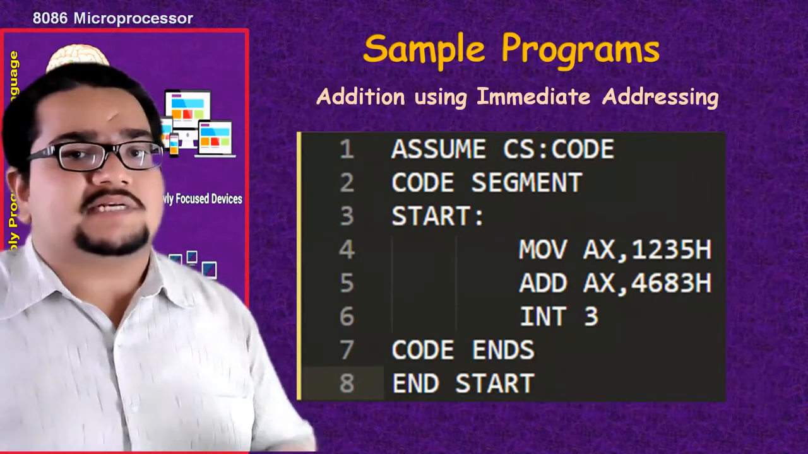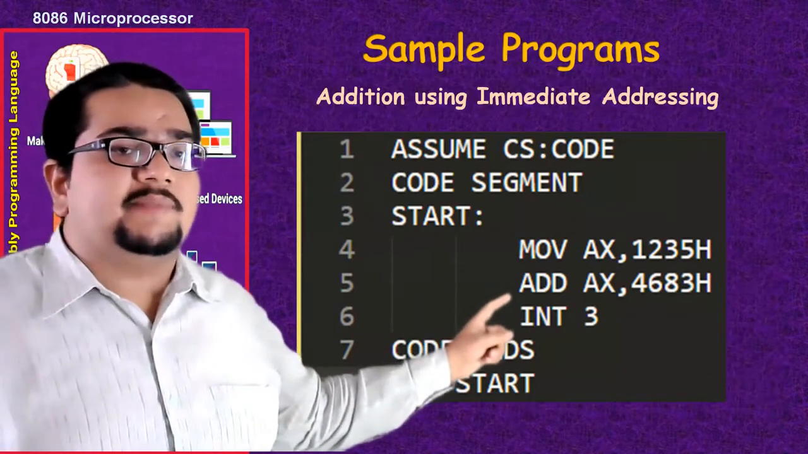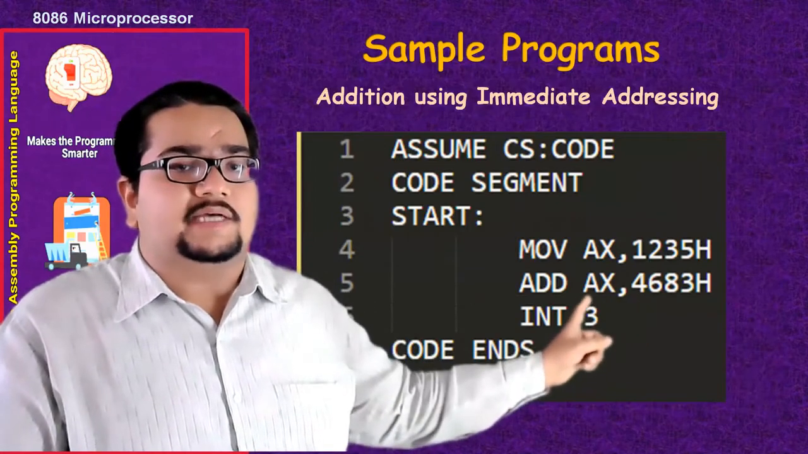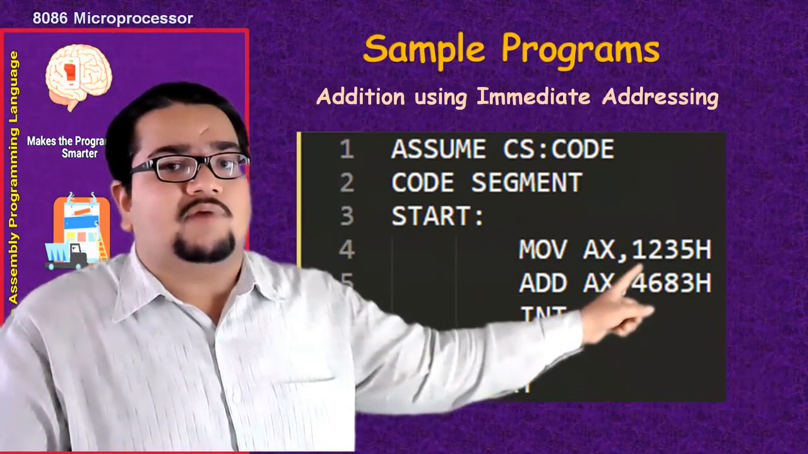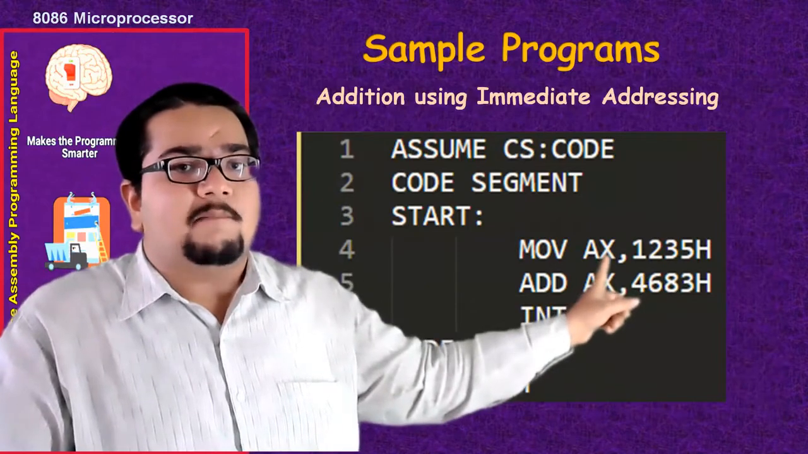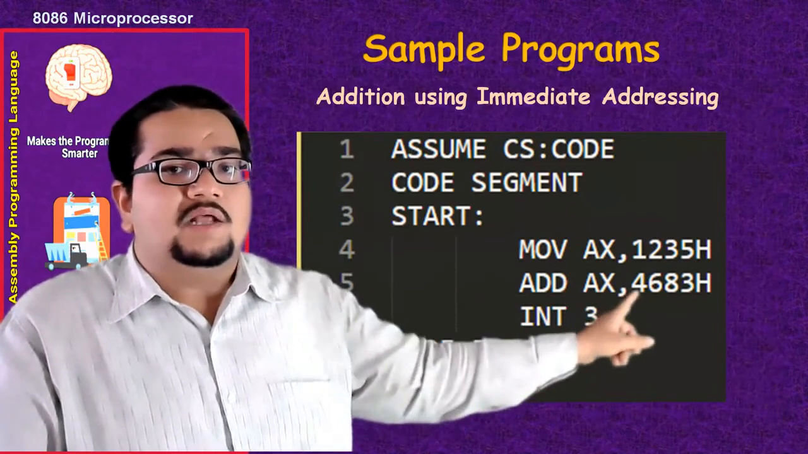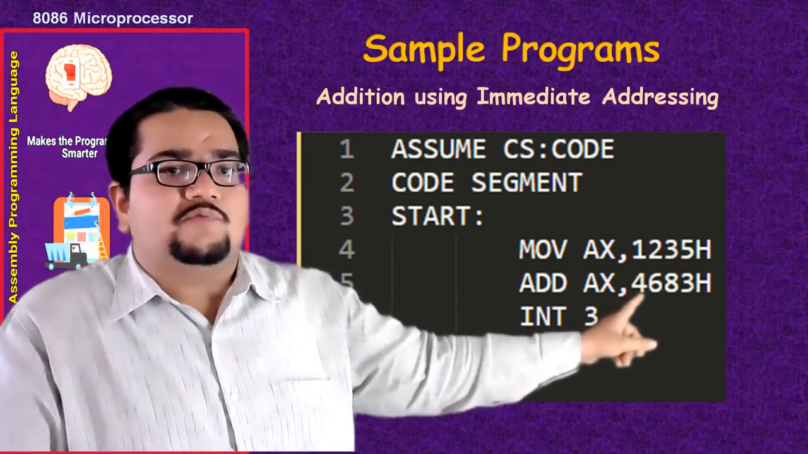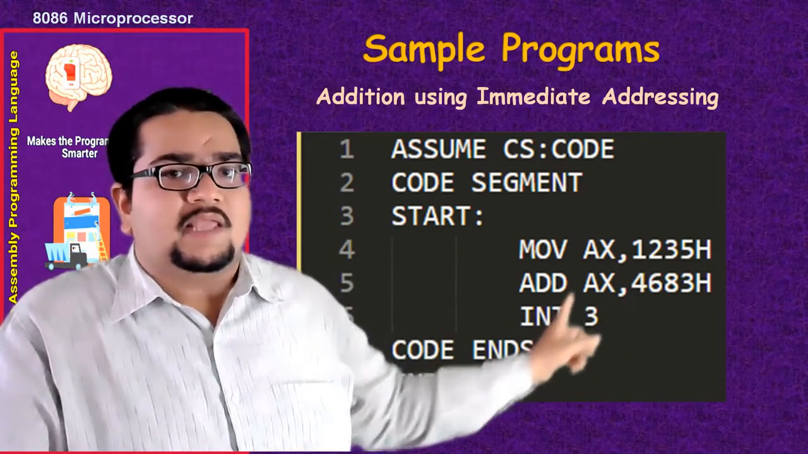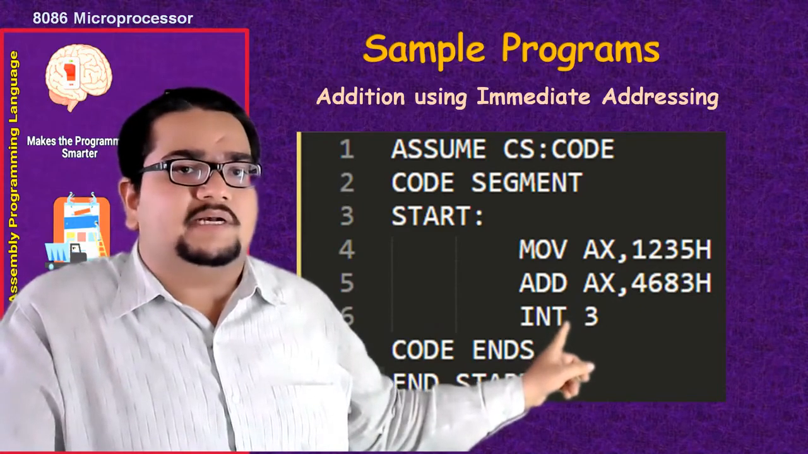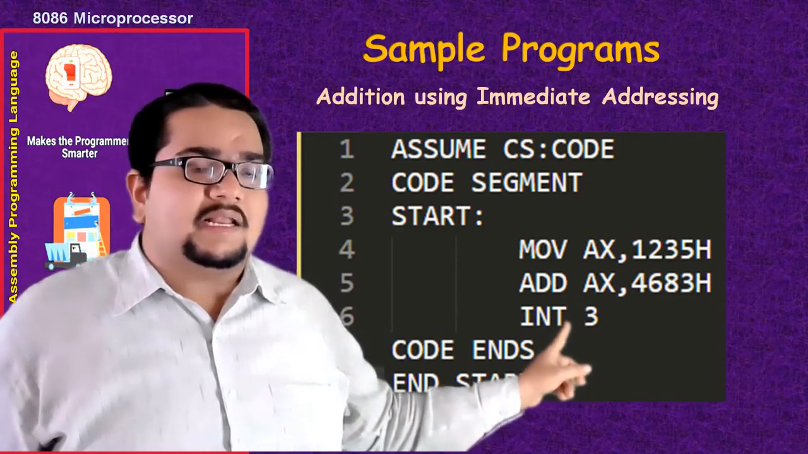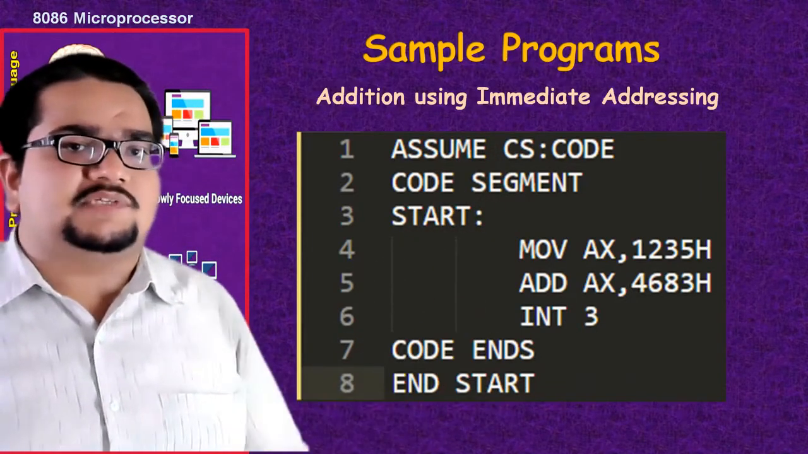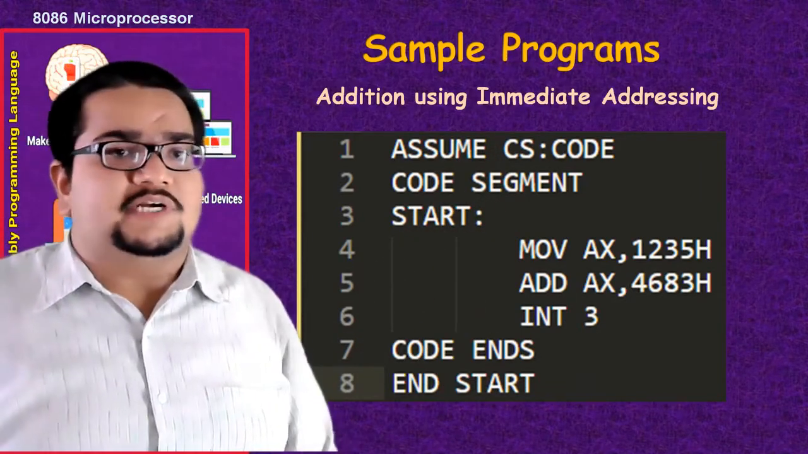So here the add instruction, you can check it out here, uses an immediate addressing mode for adding a number 4683 into AX. AX already contains another number, 1235, which we earlier moved into AX. Now by adding it, whatever number is there in AX, that is 1235, will be added with 4683 in this case. And int 3, earlier we have talked about int 3, the breakpoint interrupt. It is used to create a breakpoint in your program. And this is the general structure. You can see all the use of assembler directives, instructions, and addressing modes in this.